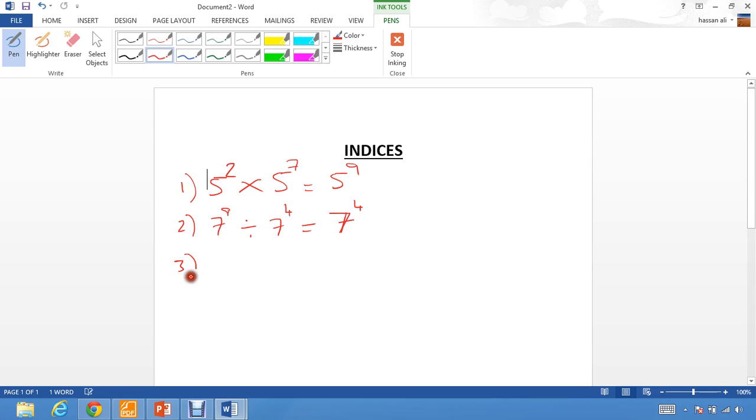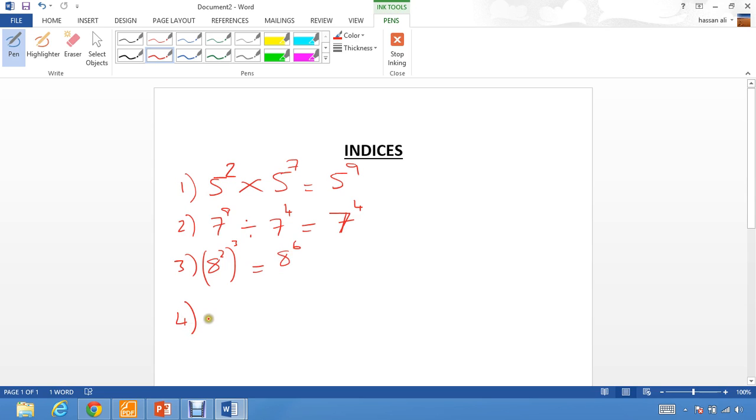The third one is when they're in brackets. So let's just say, for example, you have 8 squared, all in brackets, to the power of 3. So you just multiply these two numbers. Okay, so therefore 2 times 3 is 6. So you're just going to end up with 8 to the power of 6.